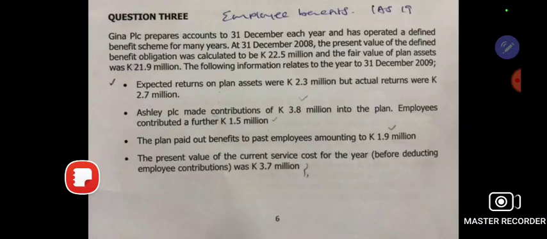And then, of course, the contributions I was talking about that have been made to the plan, that's the 3.8 you're seeing there. Ashley PLC made 3.8 to the plan. And then they're further saying that employees contributed a further 1.5. So do we just pick the 3.8 and end there? Even the employee has contributed something, which is 1.5. Ideally, in a pension scheme, there's an employer and an employee. The one is contributing, the other is also contributing. But there's one thing that differs from the defined contribution plan: the defined contribution plan payments are fixed.